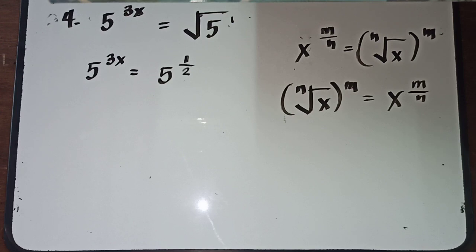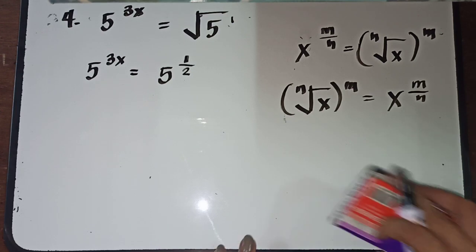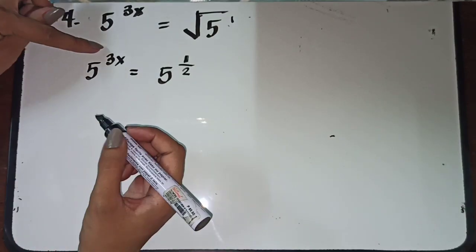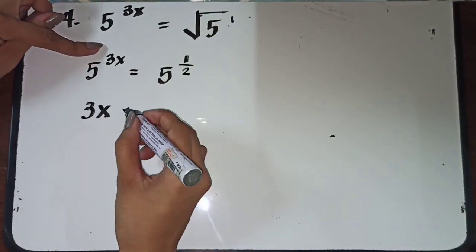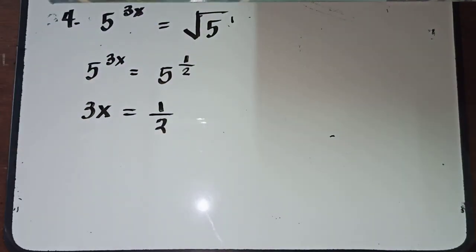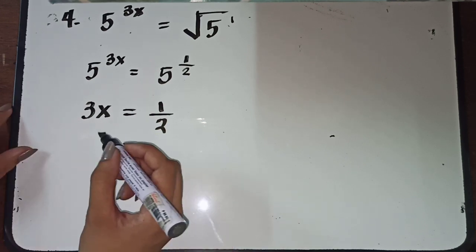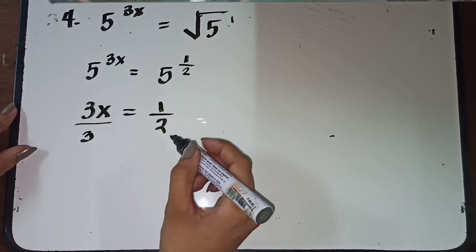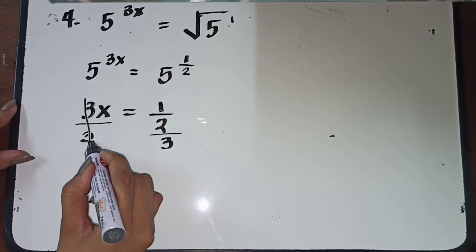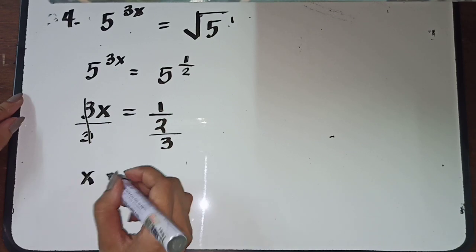Okay, so since equal na ang base, parehas na pong 5 na lang ang base. Kapag equal na ang base, just copy the exponent. The exponent is 3x is equal to 1 half. So, x lang yung kailangan mo. Okay? X lang po yung kailangan natin. So, divide both sides by 3. So, cancel. And x is equal to.